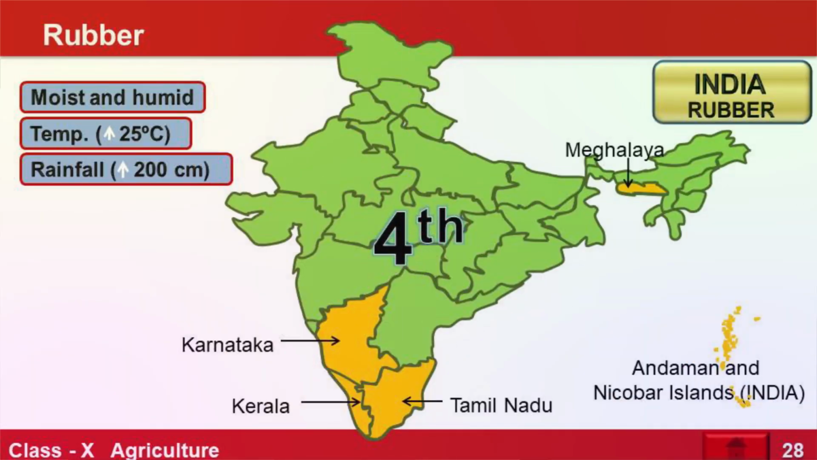We have here rubber. You know what all articles are made of rubber. We all know rubber is used in stationery, in tires, in making mattresses, so many things. So more than 200 centimeter rainfall is required to grow rubber, and 25 degrees Celsius temperature.